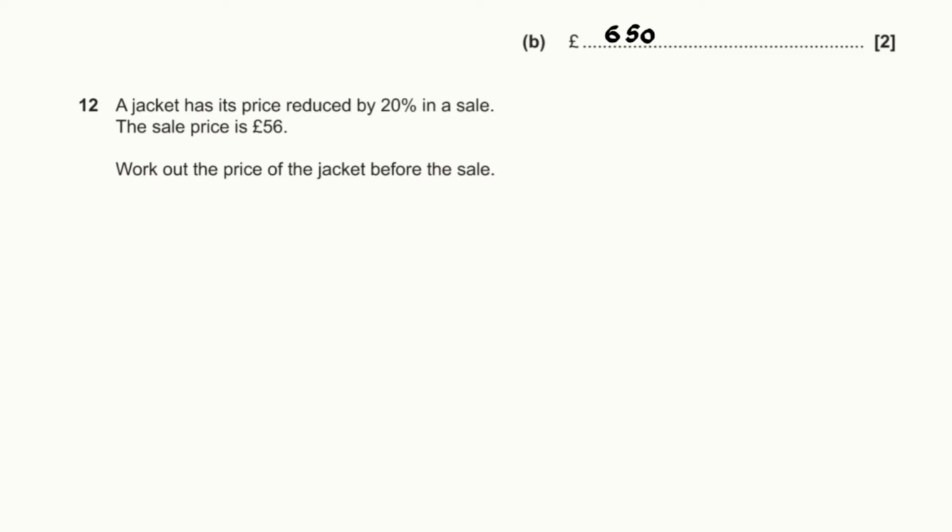Question number 12. A jacket has its price reduced by 20% in a sale. The sale price is £56. We have to work out the price of the jacket before the sale.